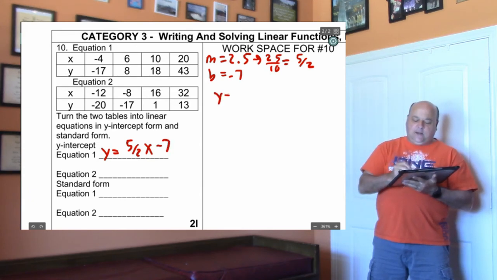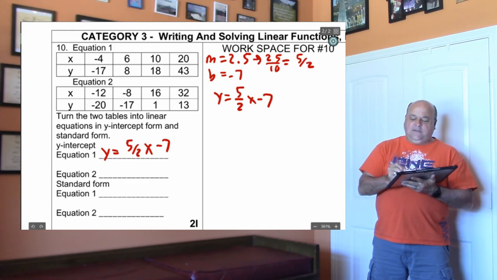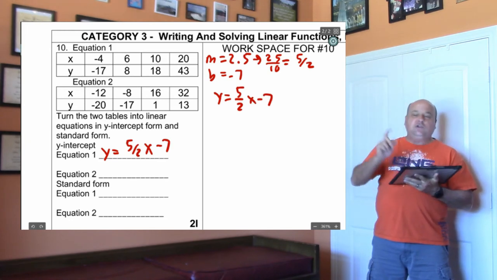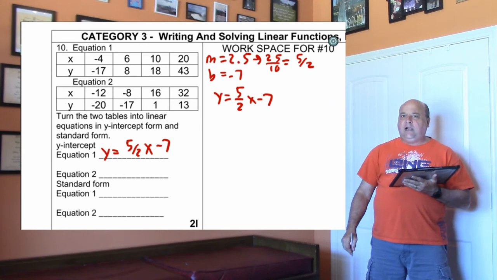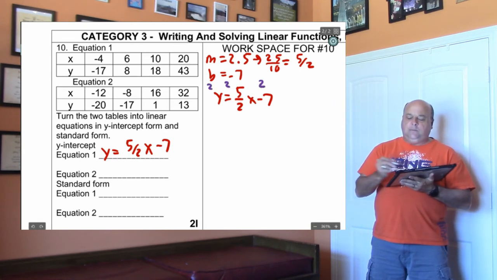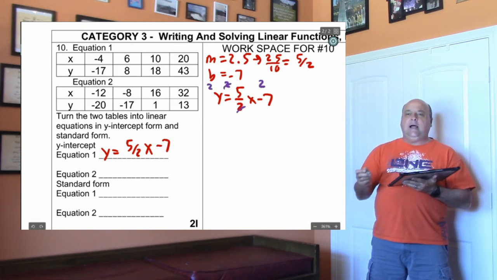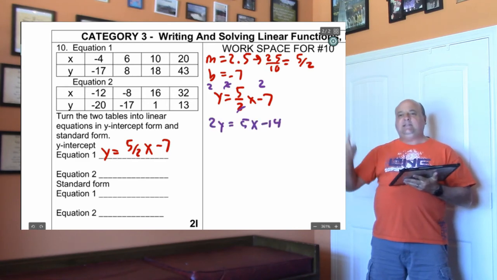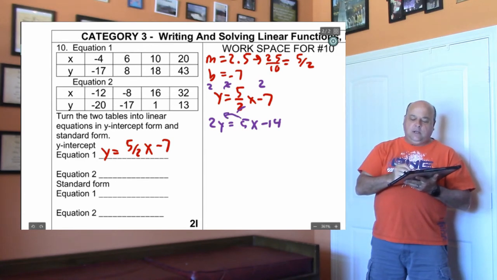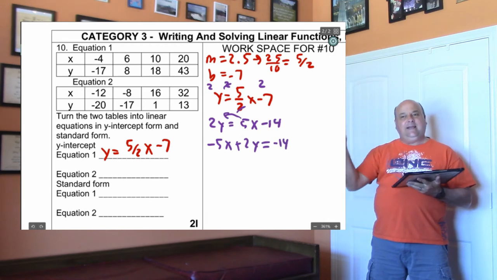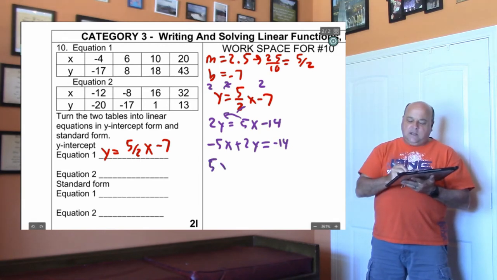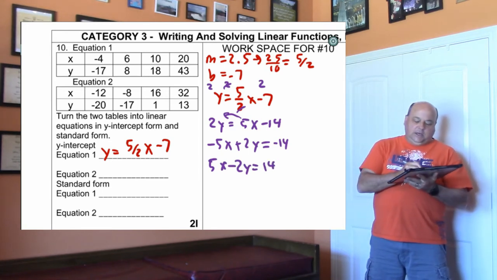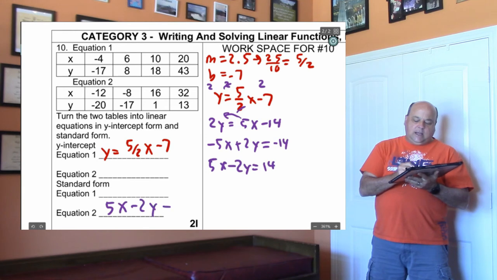So I'm going to write that down. Now then I need to change this to standard. So to make it standard, remember we can't have a fraction. So get rid of the fraction, distribute the denominator. The 2's cancel out. So I'm going to have 2y equals 5x minus 14. Standard form, my x goes to the left. So negative 5x plus 2y equals -14. The x is negative, so flip all the signs. 5x minus 2y equals 14 is the equation.